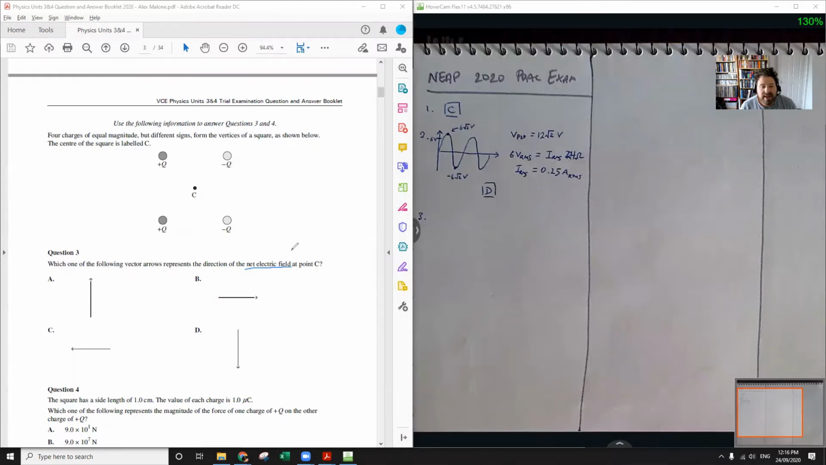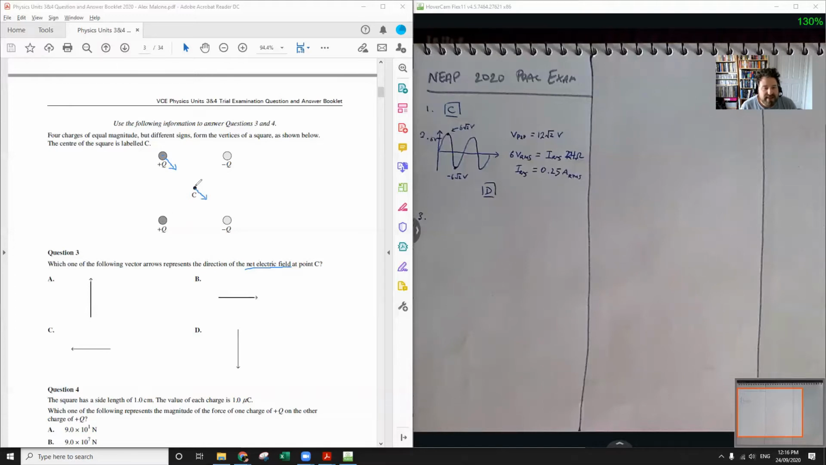All right, so what we need to do to find that is we look at point C and we say, what are the individual contributions of each of these 4 separately? And then only at the end will we add them up. Okay, so first off, let's look at this one here. Positive charges always create electric fields that go away from them. So at C, we're going to have an electric field that looks like that.